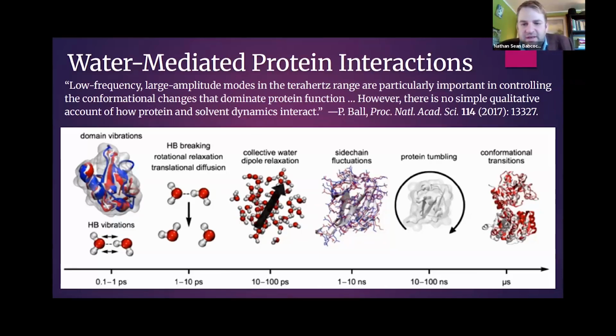So Philip Ball, in a Proceedings of the National Academy of Sciences article, wrote that low-frequency, large amplitude modes in the terahertz range are particularly important in controlling the conformational changes that dominate protein function. However, at this time, there's no simple qualitative account of how protein and solvent dynamics interact.